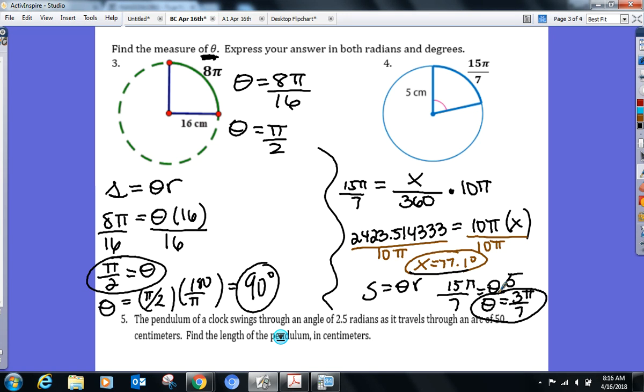Okay, any other questions or comments? 3 pi over 7. You should get 3/7 when you divide 15 sevenths divided by 5.